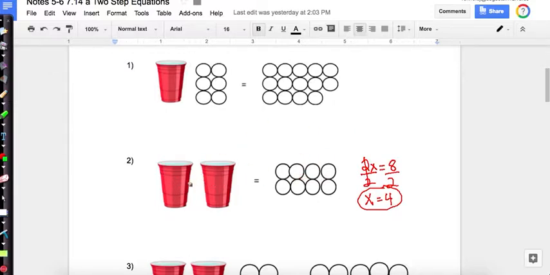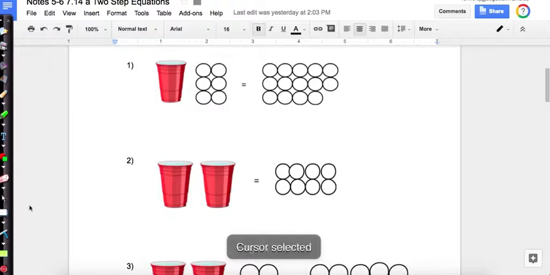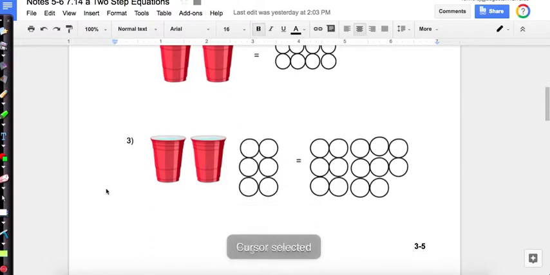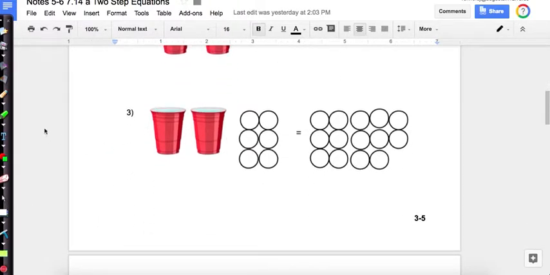Now another way to do it is I have 2 cups equals 8. So if I broke these up into 2 groups, so there's one group, and there's my second group, how many are in each group? 4. Same thing. So those were one-step equations. Now I'm going to look at a two-step equation. So we're going to have to combine what we know about one step.